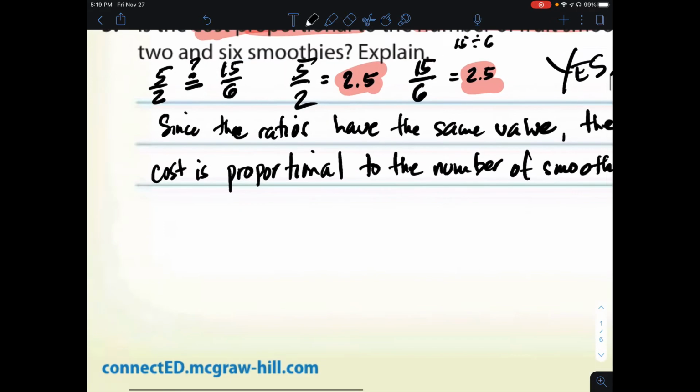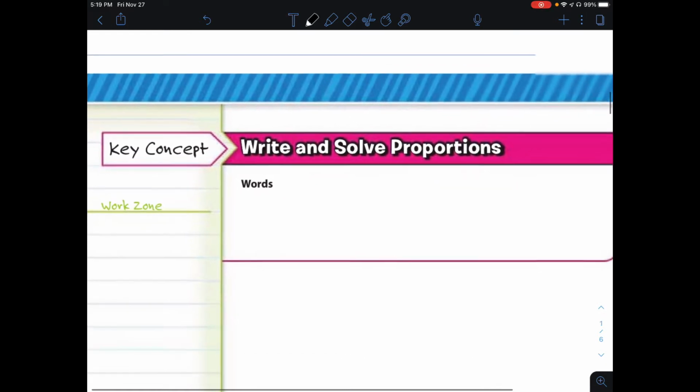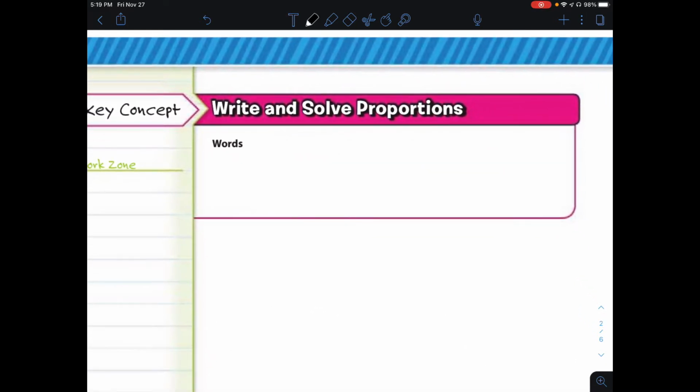Okay, so let's go to the lesson proper. Let's go to the key concept, write and solve proportions. So now we had a taste, pardon the pun, regarding proportions. We used smoothies to give you that taste. Let's talk about the key concept, how to write and solve proportions.